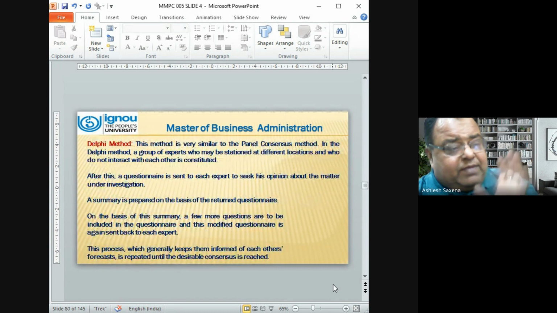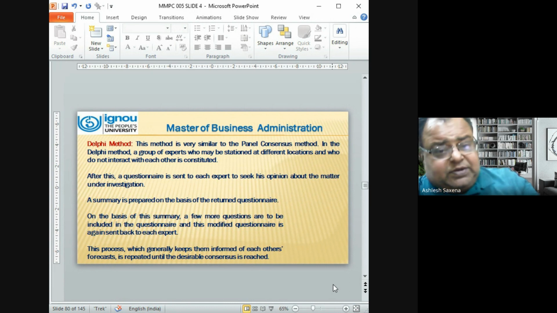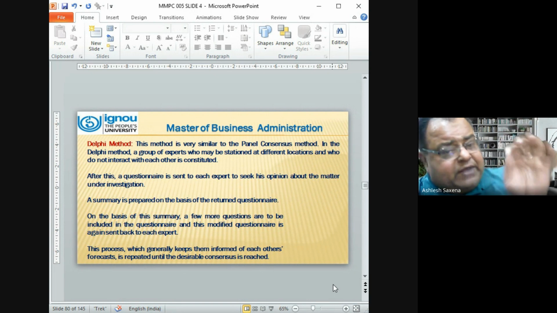This is one of the methods, that is the Delphi method. This method is very similar to the panel consensus method. In the Delphi method, a group of experts who may be stationed in different locations and who do not interact with each other is constituted. That means all these panel members are unknown to each other. After this, a questionnaire is sent to each expert to seek his or her opinion about the matter under investigation.